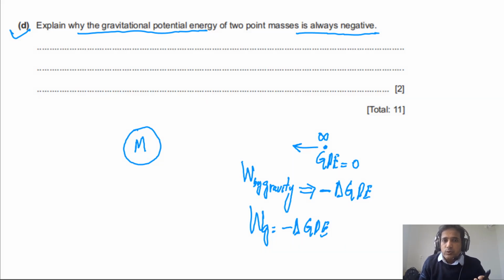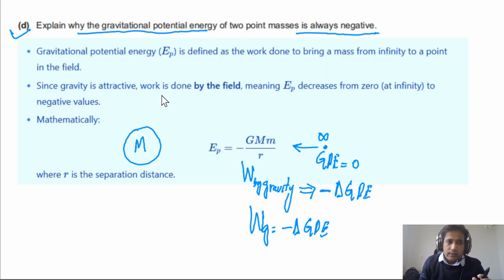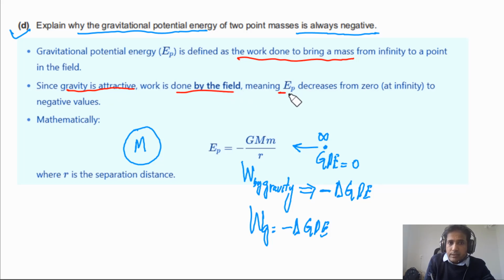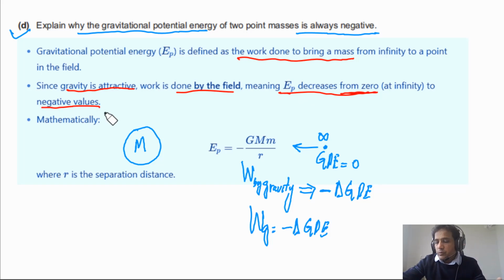Now let me show you how you can write down the answer. So this is how you can write down your answer. These points you can mention: potential is defined as the work done to bring a unit mass from infinity to a point in the field. Since gravity is attractive, work is done by the field, meaning GPE decreases from 0 to negative values. So this is how you need to answer.